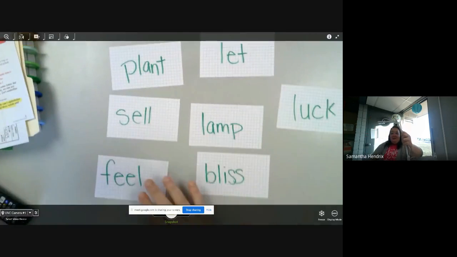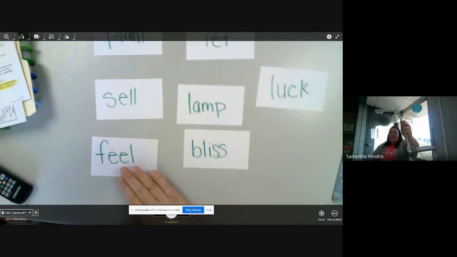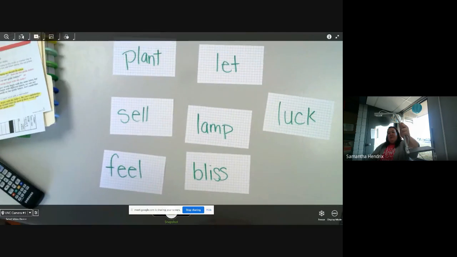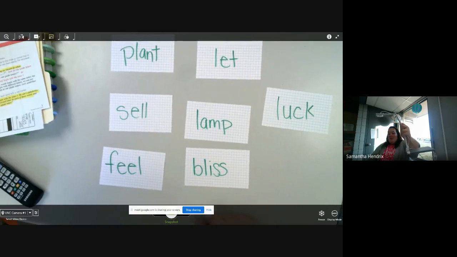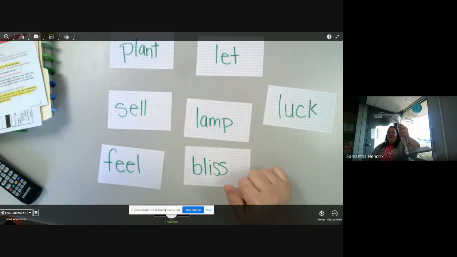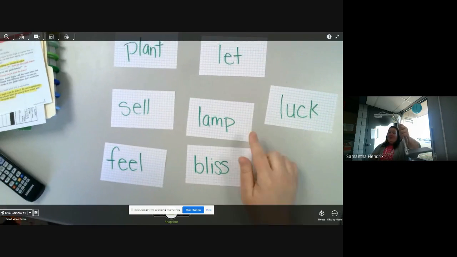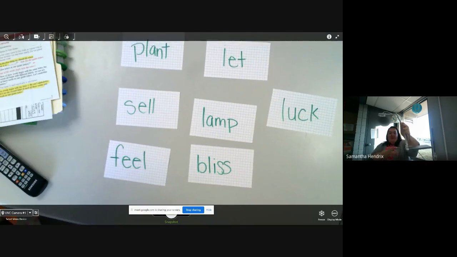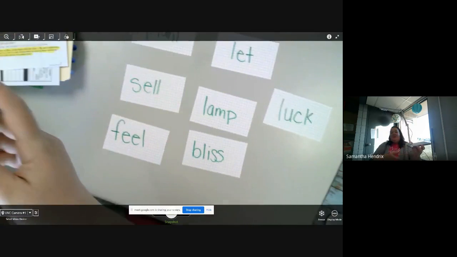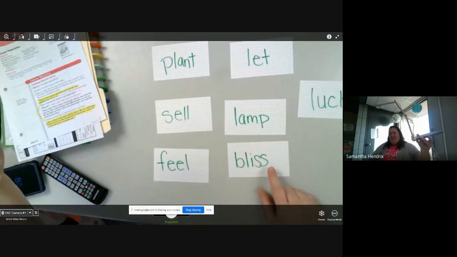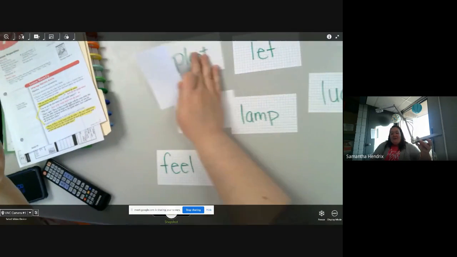Okay, so we're going to put these words in alphabetical order. So we know we can go to the first letter, right? But look, we have 3 L's. Oh no. So on our L's, we have to go to the second letter, right? So let's start first. What's the first letter that we have in our alphabet? We have a B. So B is going to go first.